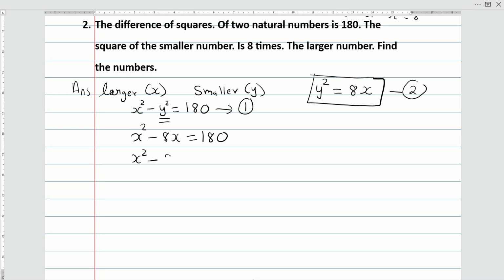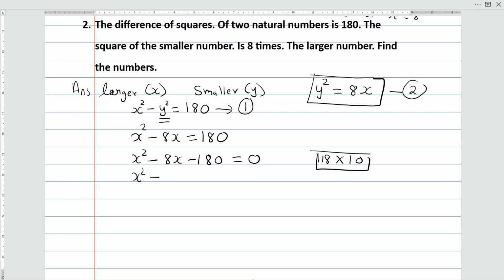So x square minus 8x minus 180 is equal to 0. Find the factors of 180 which will give you 8. Can I say 18 into 10? Yes, 18 into 10 is 180 and we can split it as 18 and 10, whose difference is 8. So it will be x square minus 10x. Correct? Is it correct, students?